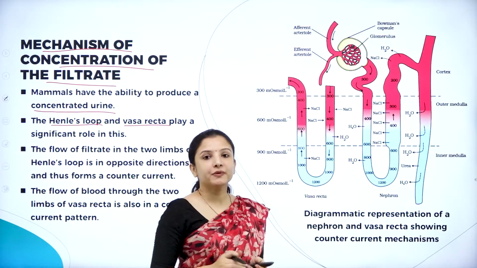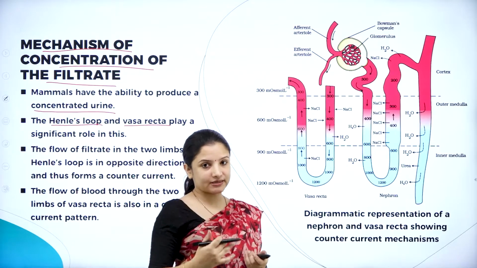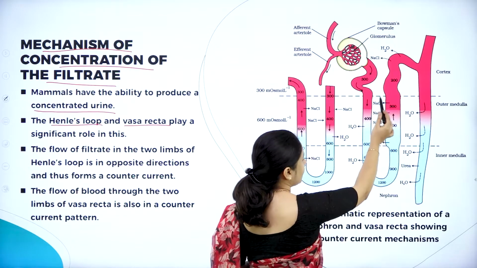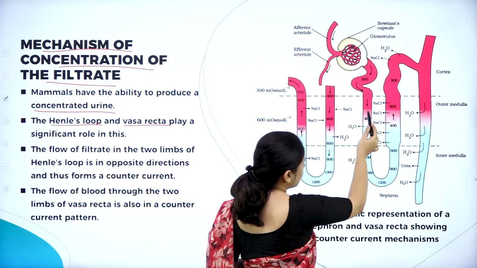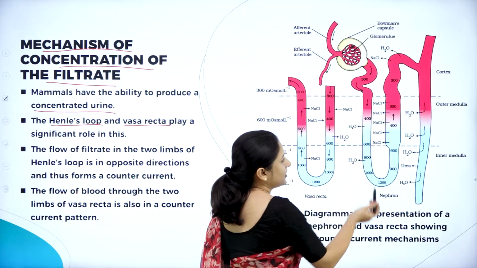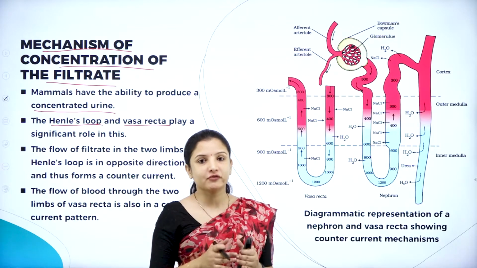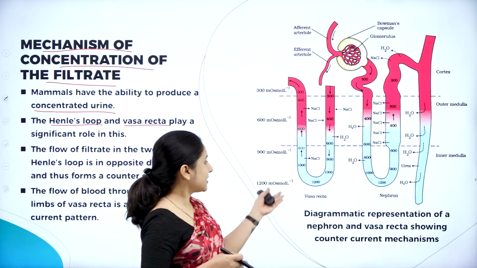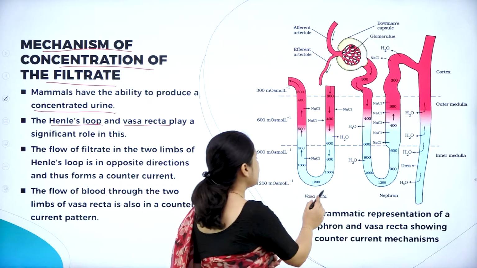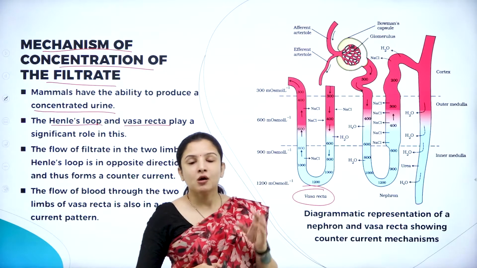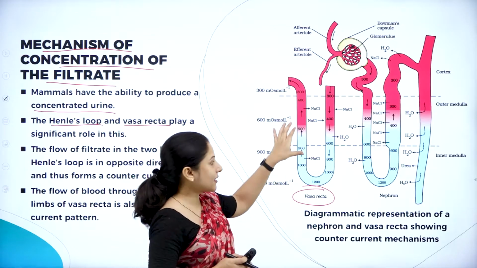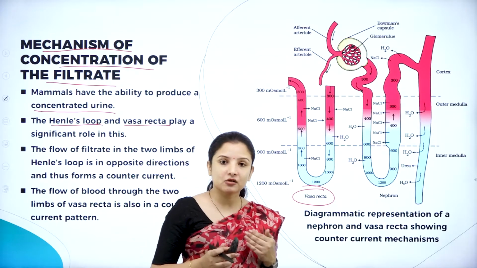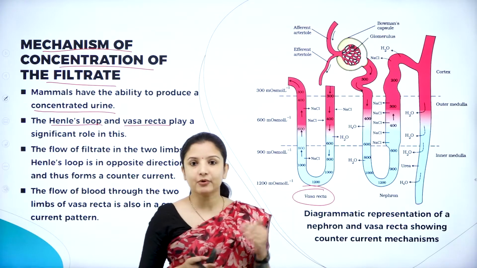That Henle's loop has an ascending limb as well as a descending limb. This side of the Henle's loop is the ascending limb, and the other side, wherein the urine descends or flows downwards, is the descending limb, and it is in this portion of the Henle's loop that the concentration of the urine occurs. And not just that, even the vasa recta plays a very important role in concentrating the urine. The vasa recta is nothing but the tissues present just adjacent to the Henle's loop in the kidney. There it helps in maintaining a concentration gradient and all that. We shall study about that later on.